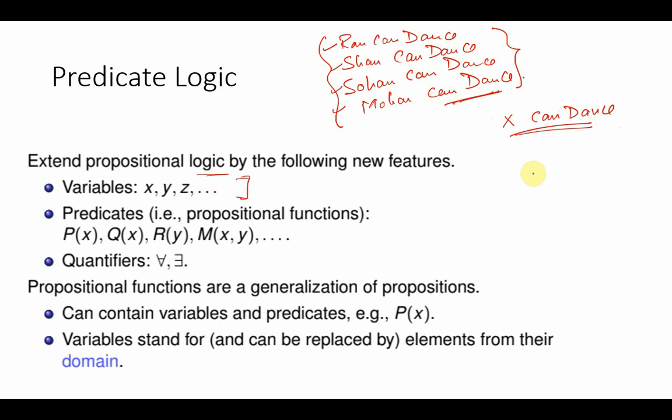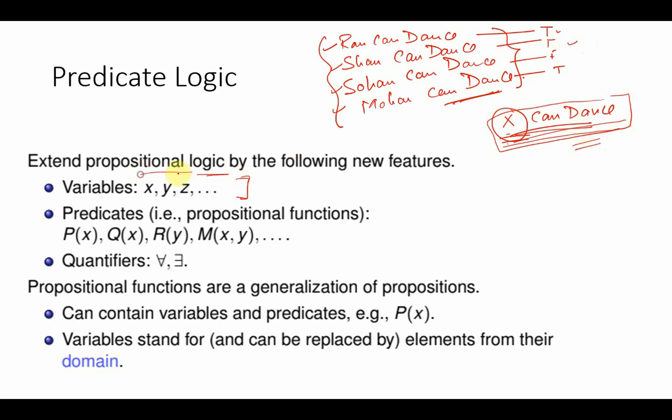Why? Because it cannot have a truth value of either true or false unless you know the value of X. Say, for example, if I assume the values are true, true, false, and let us say again true. Depending upon the value of X, if X is Ram, then this now becomes a proposition with a truth value of true. If X is Sham, this now becomes a proposition with a truth value of true. But in itself, X can dance is not a proposition, it's a predicate using a variable.